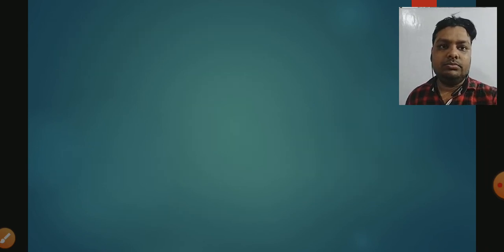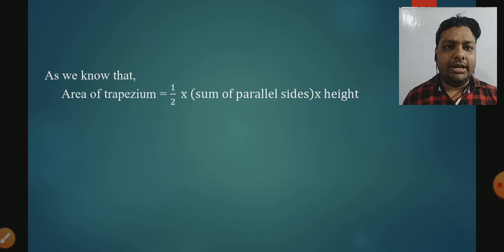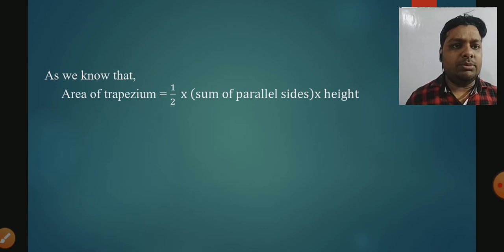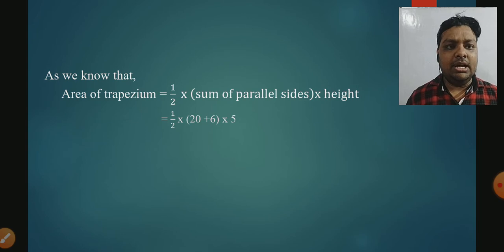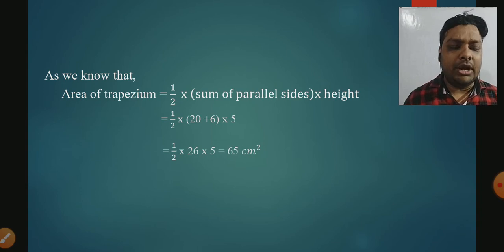Now, as we know, the area of trapezium is equal to 1 by 2 into sum of parallel sides into height. In trapezium ABCD, the two parallel sides are 20 and 6 and the height we have just found is 5 centimeter. So 1 by 2 into 20 plus 6 into 5. Adding, you get 1 by 2 into 26 into 5. If you divide 26 by 2, you get 13. 13 fives are 65 centimeter square.